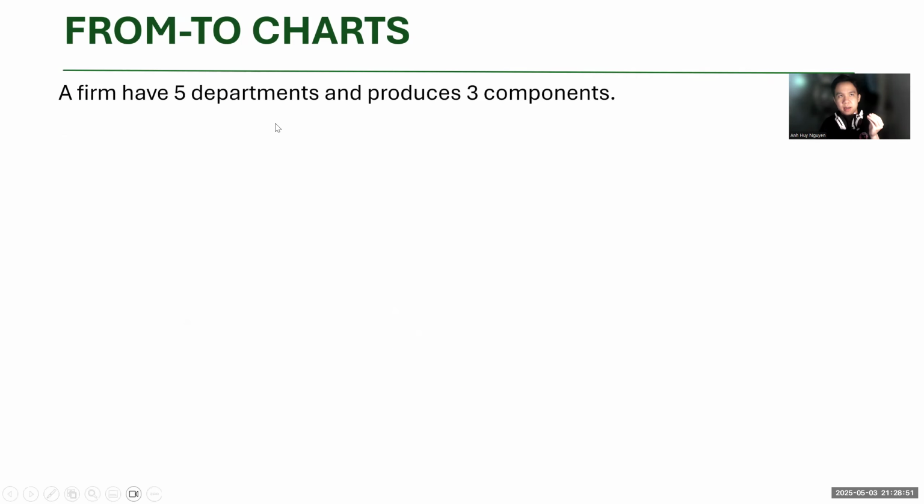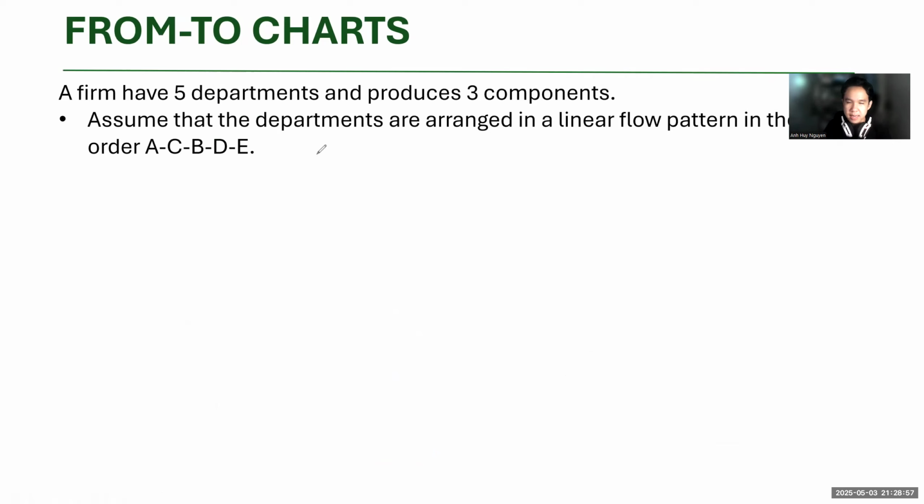So let's say that there's a firm. It had 5 departments and it produced 3 components. And these departments lie in a linear arrangement. So department A will be here, then C, B, D, E. It's just like this. They sit next to each other in a linear way.